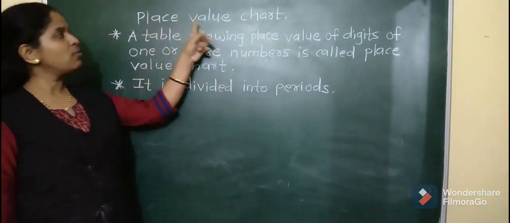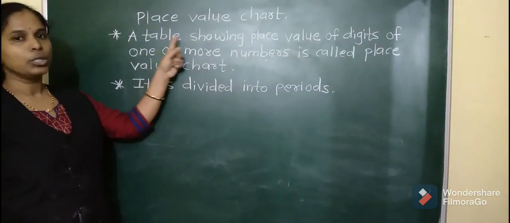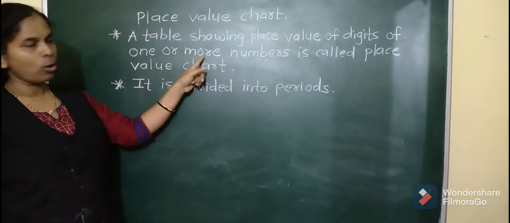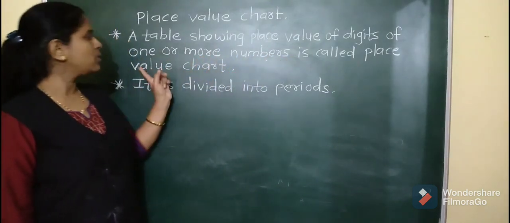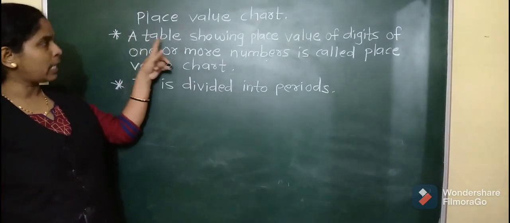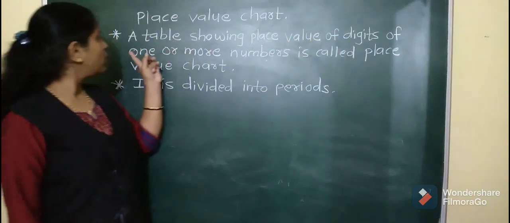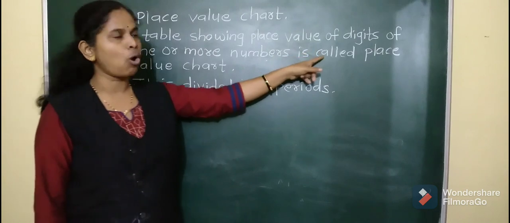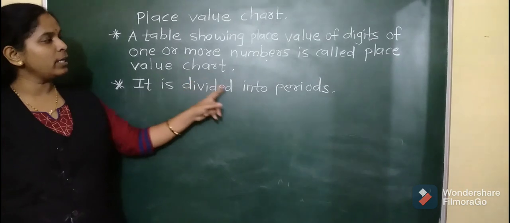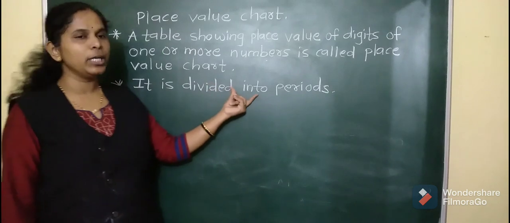Next is place value chart. What is meant by place value chart? See, a table showing place value of digits of one or more numbers is called place value chart. What it means? Once again, a table showing place value of digits of one or more numbers is called place value chart. It is divided into periods.